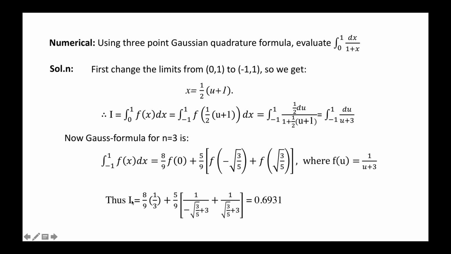So the definite integral becomes 8/9 times f(0), which is 1/3, plus 5/9 times [1 over (-√(3/5) + 3) plus 1 over (√(3/5) + 3)]. On little simplification you will get the result 0.6931. So you simply solve the integral using the n equal to 3 formula and you get the result 0.6931.